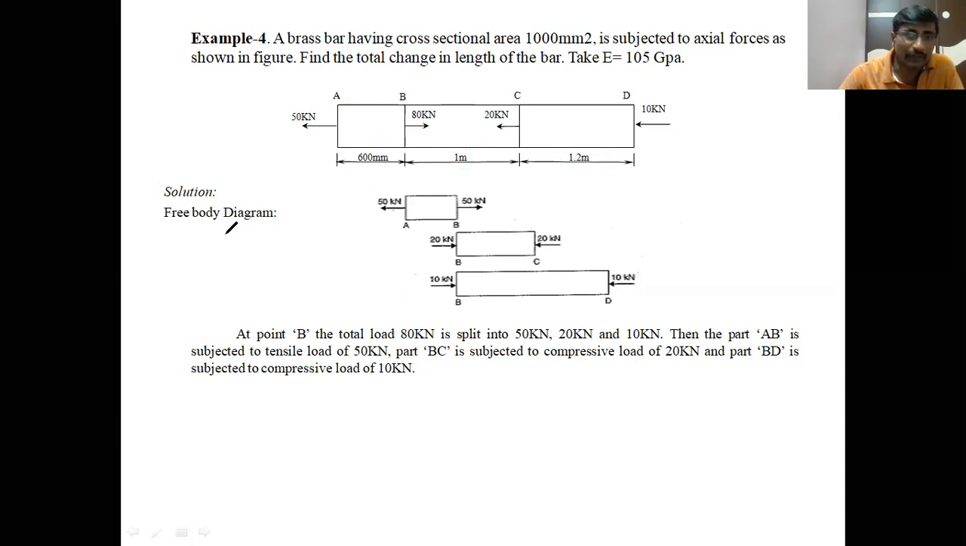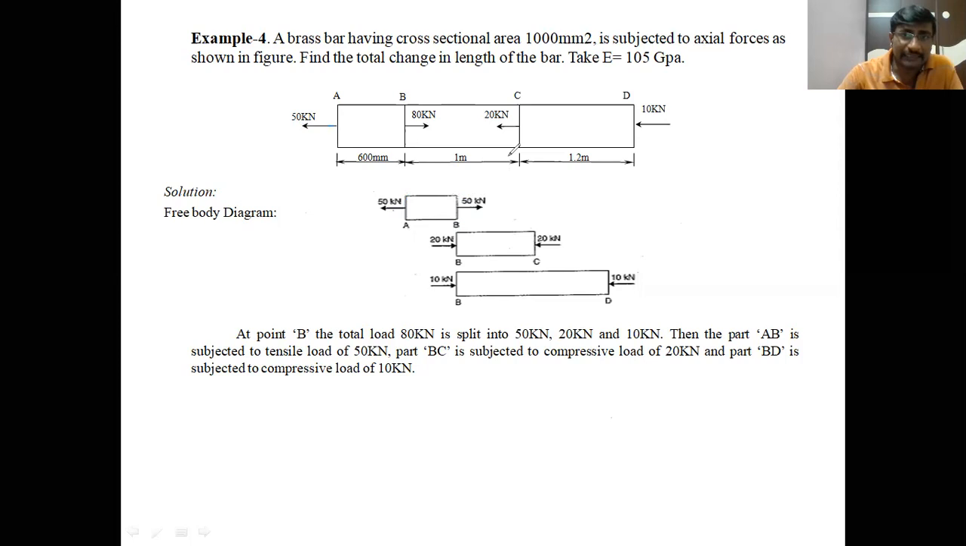These types of problems can be solved by drawing the free body diagram. This is the free body diagram. A free body diagram means dividing each section AB, BC and CD separately. Let us take the first section AB. At point A, the load is 50 kilonewtons in the left hand direction. To maintain this AB section in equilibrium, there must be 50 kilonewtons acting at point B in the rightward direction. Clear? Then only is the AB section in equilibrium.